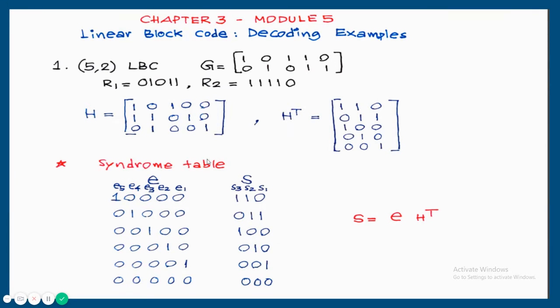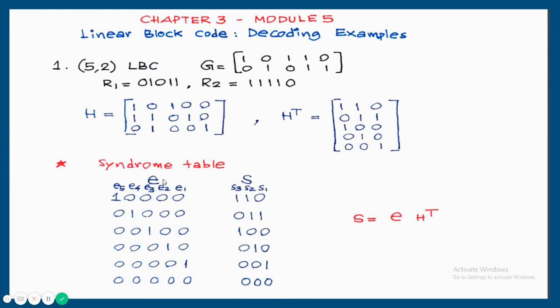From H transpose, we are able to complete the syndrome table. For a 5,2 code, D minimum is equal to 3, correction capability is equal to 1. So the total number of error patterns the 5,2 linear block code can correct is equal to 5C0 plus 5C1. 5C0 is equal to 1. That means there is one combination without any error. That is actually 5 zeros. 5C1 is equal to 5. And the meaning of that 5C1 is the total number of bits is 5 and we make 1 of them 1.